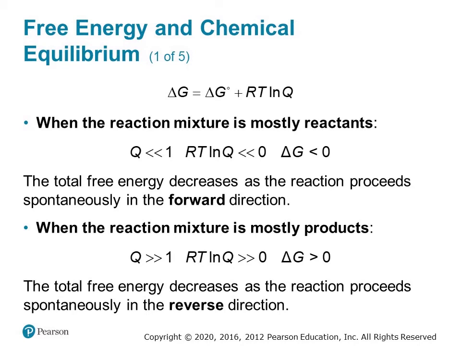Let's consider what happens to a reaction mixture as we approach equilibrium in thermodynamic terms. When the reaction mixture is mostly reactants, the reaction quotient will be less than 1, and so the natural log of the reaction quotient will be negative, and the free energy decreases as the reaction proceeds forward. Conversely, when the mixture is mostly products and the reaction quotient is large, above 1, its natural log will be positive, and the total free energy decreases as the reaction proceeds in the reverse direction.